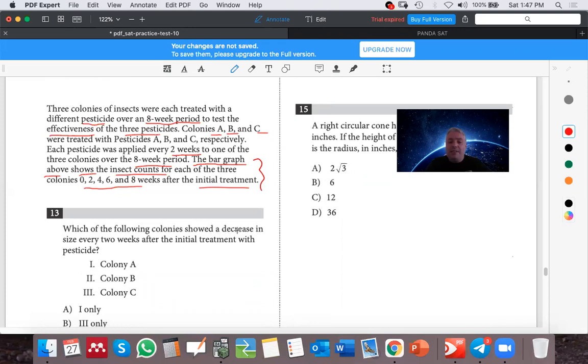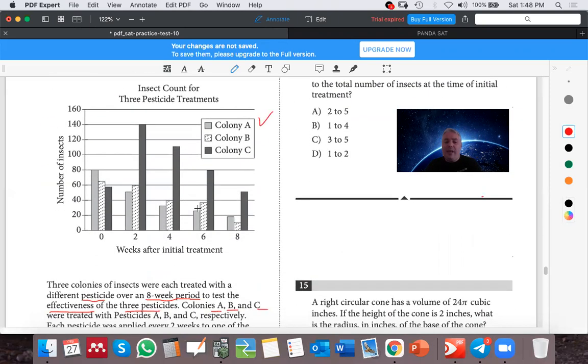So where there is a decrease in the size every 2 weeks after the initial treatment. So the size must decrease. And when I look at here, dear students, look, for colony A, it was 80. Here somewhere, I don't know, since I am looking decrease or not, since on the y-axis it is less than the previous one, decrease. So A must be in the solution.